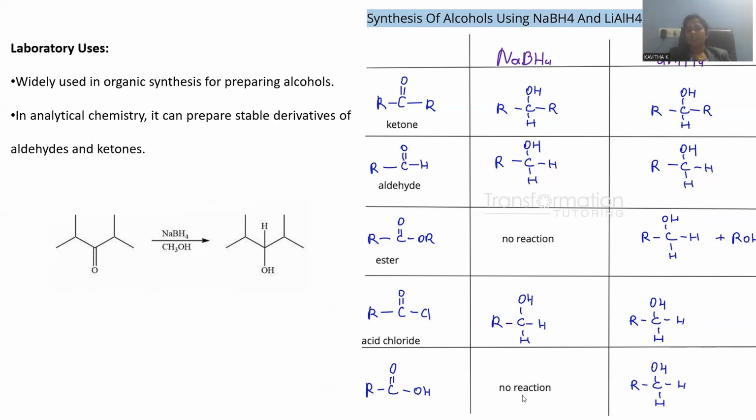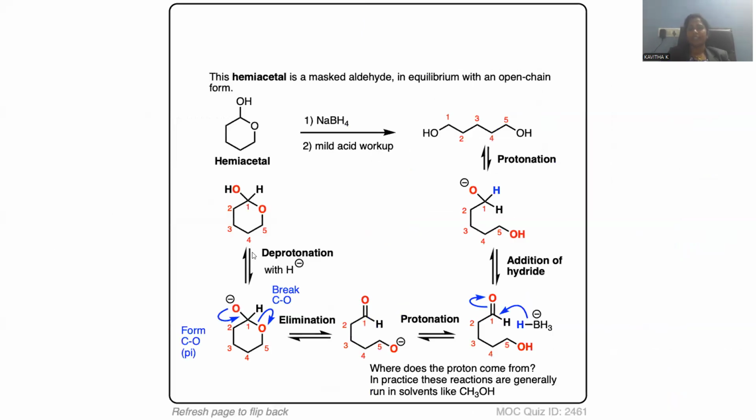Carboxylic acid does not respond to the reduction process with sodium borohydride, whereas it is very convenient to reduce carboxylic acid with lithium aluminum hydride. This is the way a tabular form represents the reactivity comparison between sodium borohydride and lithium aluminum hydride. And another application you can observe here: the hemiacetal form is given. Hydroxyl is there very adjacent. You can notice the ether, which is called a hemiacetal form.